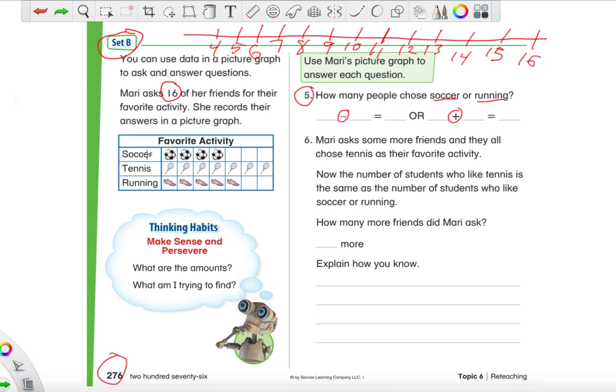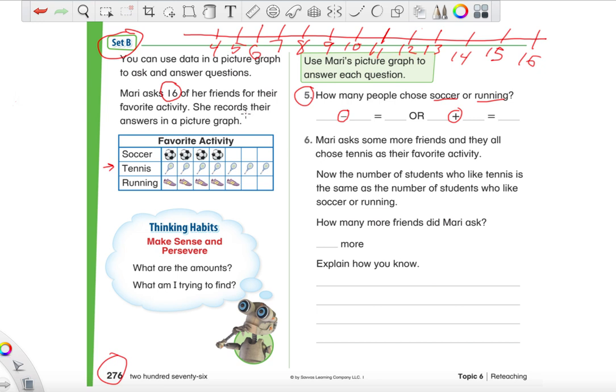So if we're trying to find soccer and running, what's the sport we don't need? Well, we don't need tennis. We don't care about the tennis, how many friends picked it, right? That's not what they're asking. So what we can do is, where the subtraction sign is, we can set this up.